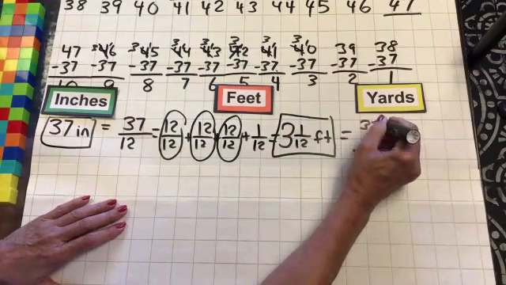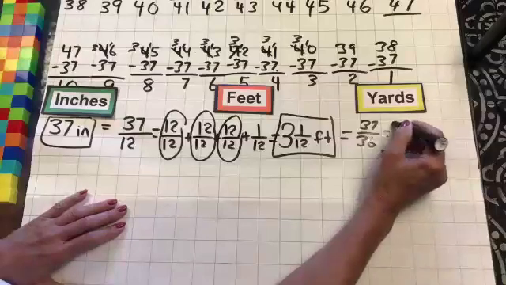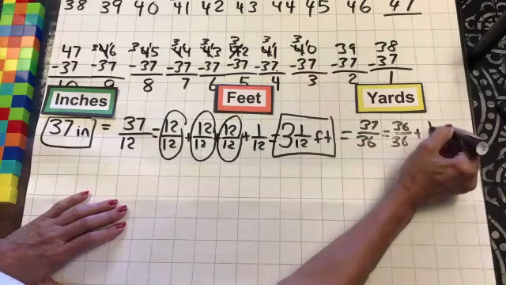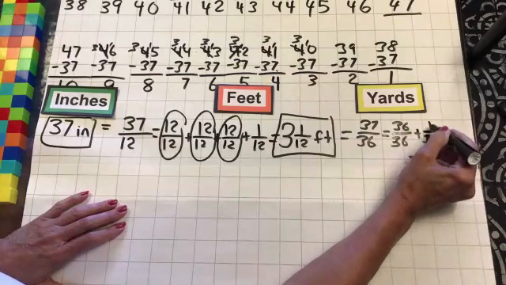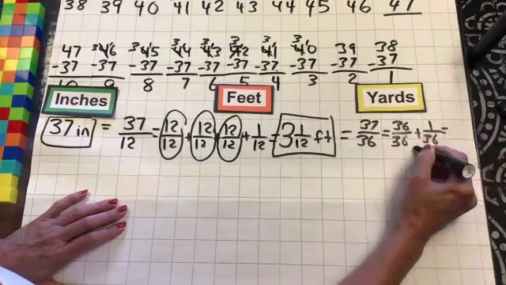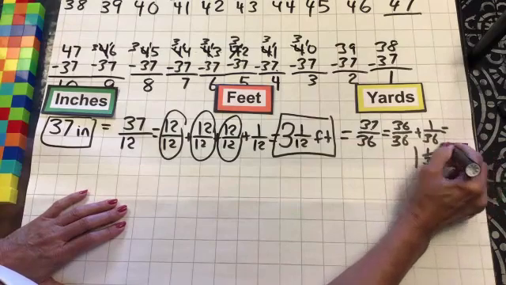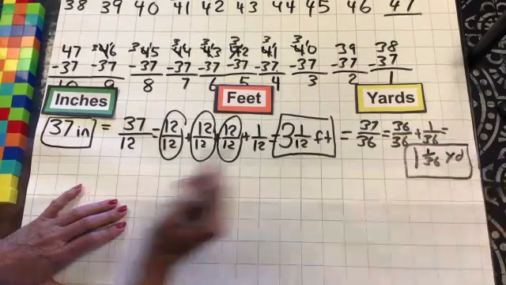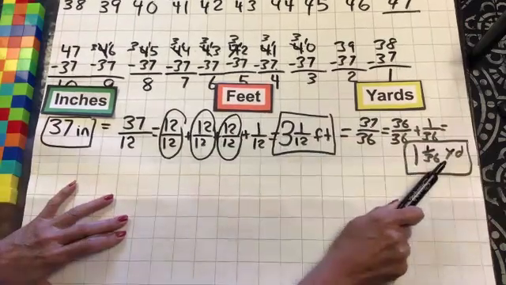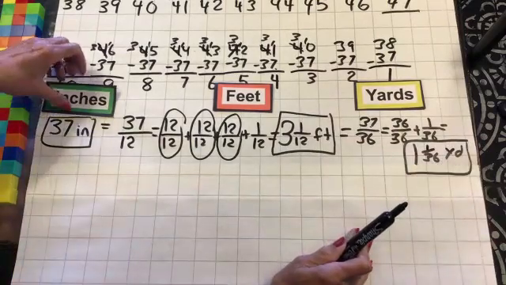And then we know we have 37 over 36. It takes 36 inches to make a yard. So we can do a 36 over 36 plus 1. 1 plus 36 is 37. So that gives us, I'm going to drop down here, 1 and 1/36 yard. So 37 inches equals 3 and 1/12 foot, or 1 and 1/36 yard. Boom. All right, looking good.